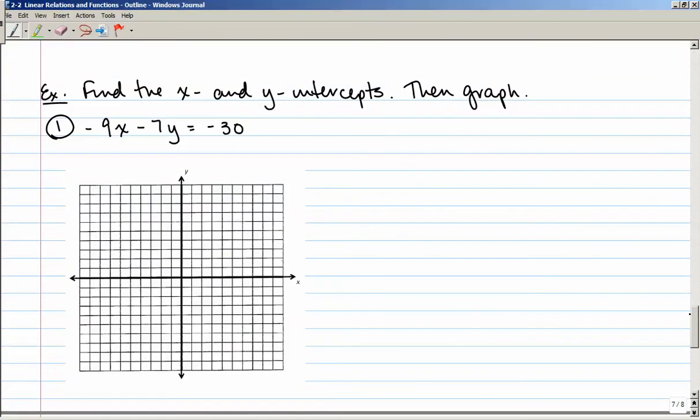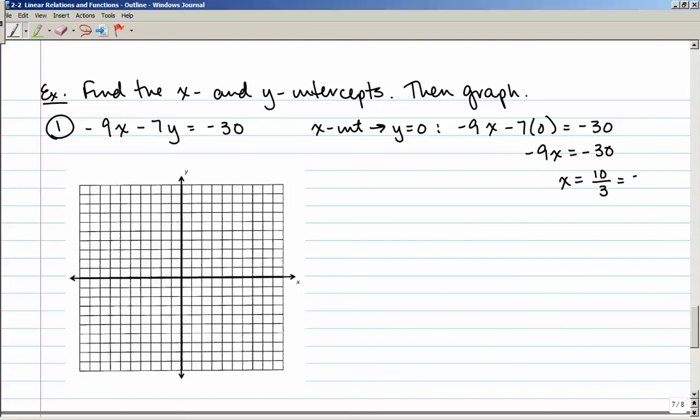So here are a couple examples. We need to find the x and y intercepts and then use those intercepts to graph. So for the first one, I'm going to find the x-intercept. So I'm going to let y equal 0. So negative 9x minus 7 times 0 equals a negative 30. And negative 7 times 0 will cancel out. I have negative 9x equals negative 30. So x is equal to 10 over 3. But since I have to graph this, I'm going to turn it into a mixed number, or 3 1/3.